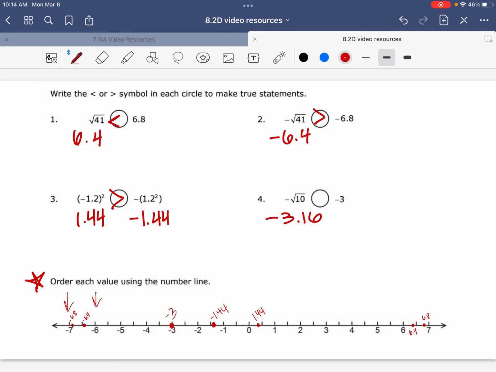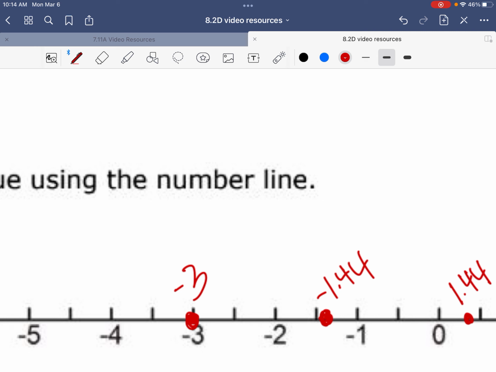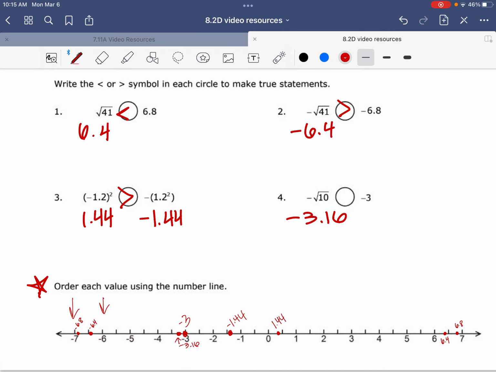How does that compare to negative 3? Well, I'm going to use my number line. Negative 3.16 is more negative than negative 3, just barely though. So I'm going to go to the left and say, all right, right there, that's negative 3.16. So if I look at my number line, I can see that I've now ordered all of my values, and I can look left to right for least to greatest, or right to left from greatest to least. But when I'm comparing negative 3.16 to negative 3, I know that negative 3 is greater because it is further to the right on the number line.